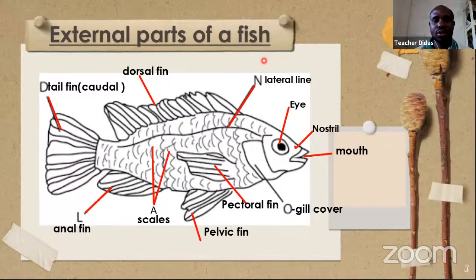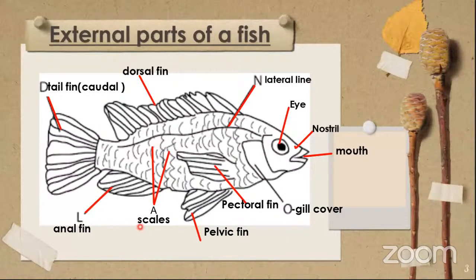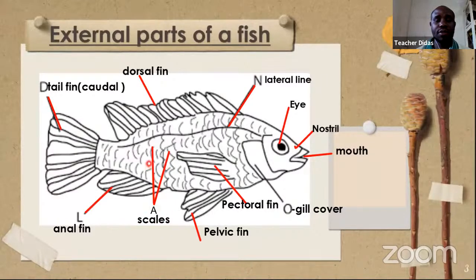Okay, so let's go on. Then the scales. These scales, of course, are for protection. They protect the fish in case it finds something in water which may scratch it, like trees or stones. So those scales prevent it from external damage. Then the anal fin or the ventral fin is where it passes out its wastes.